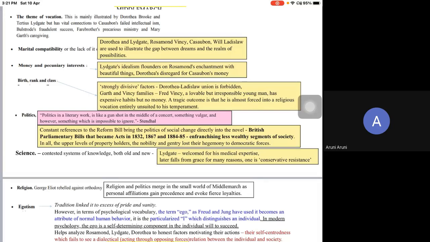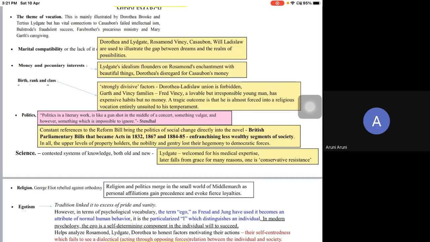So, Mary Garth, who loves him, is the one who actually sets his life straight by giving him this goal to reach for. Otherwise, he would have drifted into a profession which he had no interest in at all.